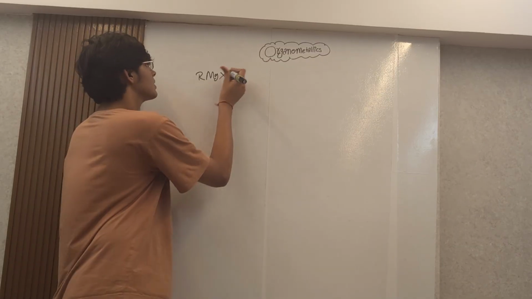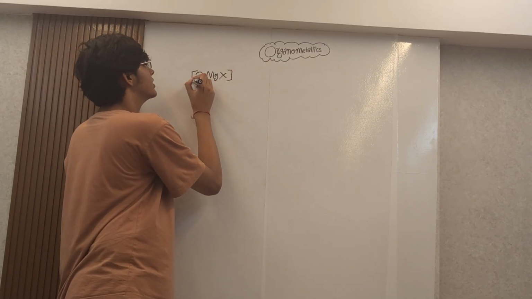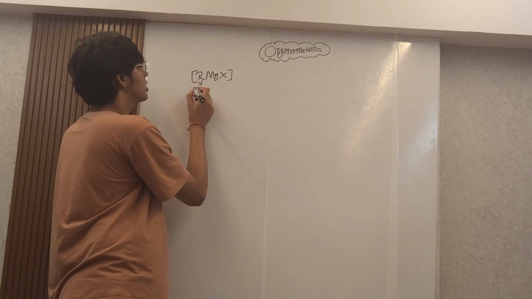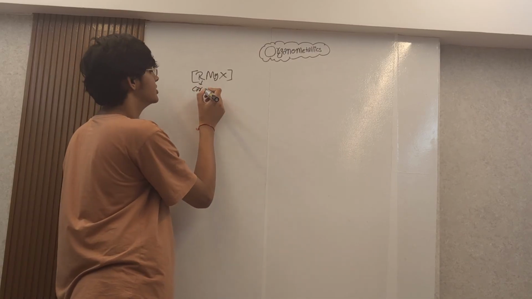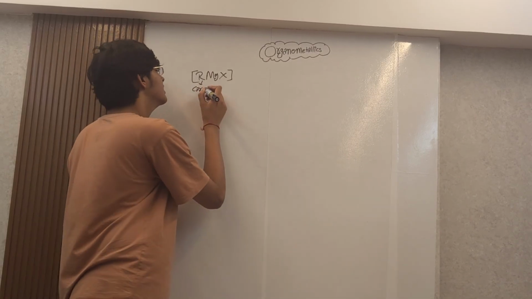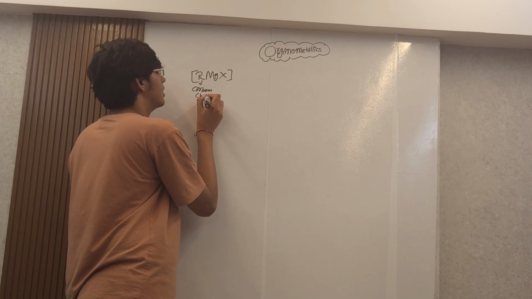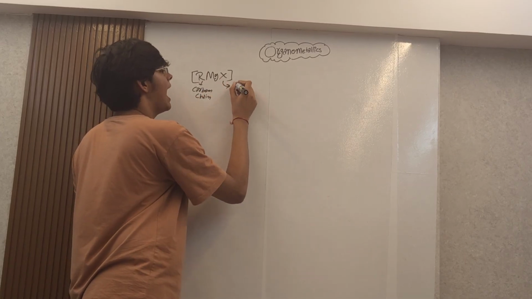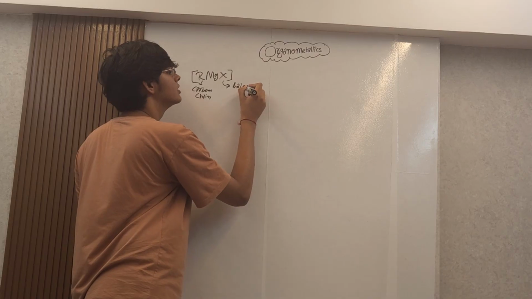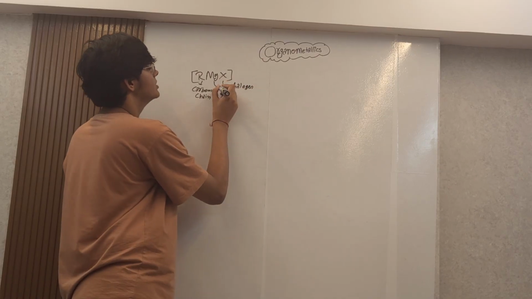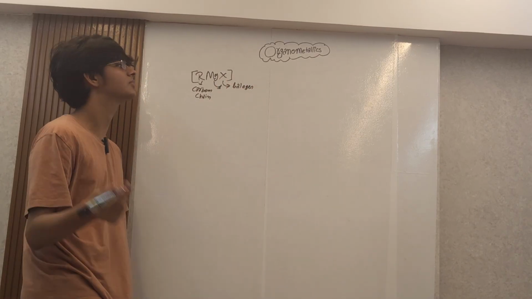So RMgX, this is the Grignard's reagent, all right? R is the carbon chain. It can be any carbon chain, alkane, alkyne, alkyl, whatever you want. So carbon chain. X is the halogen. And Mg is magnesium. What else would it be?